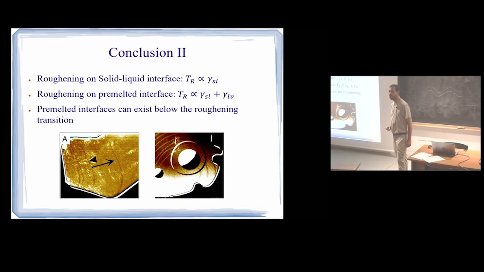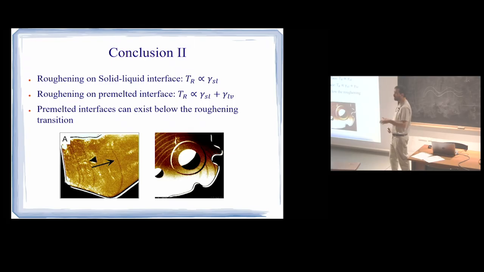And we go to our second conclusion. If you are a solid-liquid interface, you have a roughening transition which is dictated by your surface tension. But if you are a pre-melted interface, your roughening transition will be dictated by the sum of the two surface tensions. What does that mean? That for the pre-melted film, the roughening transition is always above that you'd get for the solid-liquid interface. Recall that a pre-melted film is solid, a little bit of liquid, and then vapor.